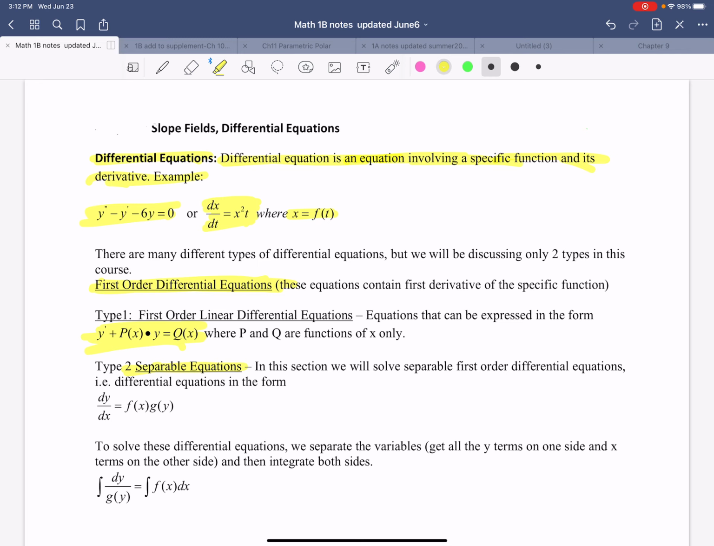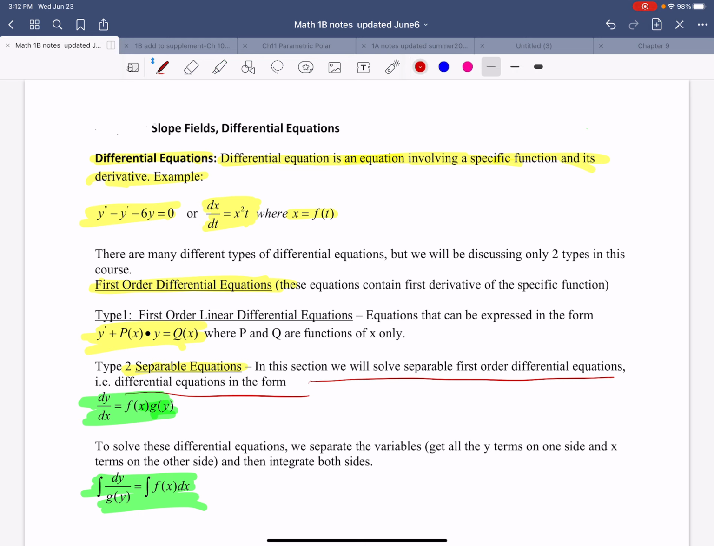Separable equations, just like the name suggests, are the ones where we can separate the equation. The x's can be separated to one side and the y's to the other side. Separable equations are generally written in the form dy dx is equal to f of x times g of y. So we can easily isolate the y's on one side and x's on the other side, and then we can go ahead and integrate to find the solution.